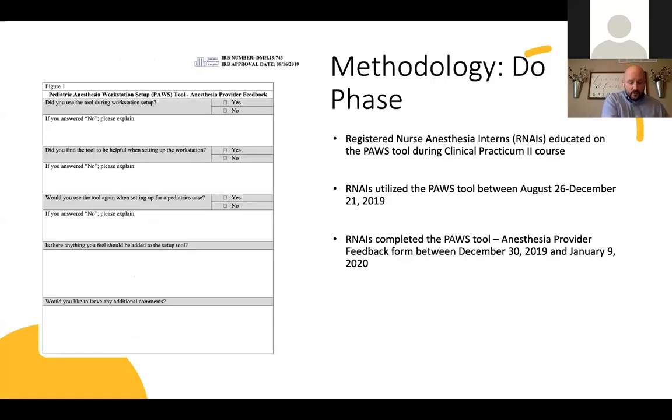The do phase consisted of conducting a pilot study. First, anesthesia interns were educated on the PAWS tool during Clinical Practicum 2 course. Interns were then asked to utilize the PAWS tool between August 26th and December 21st, 2019.